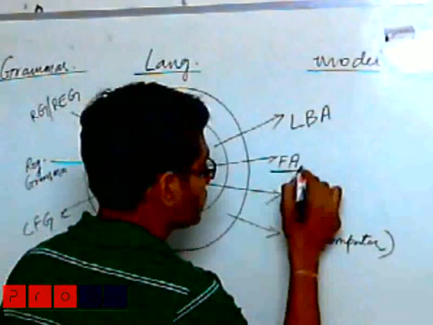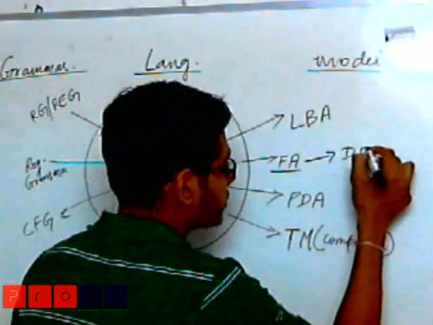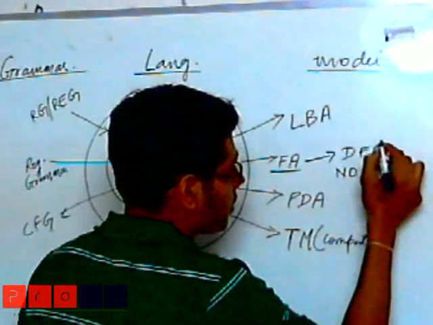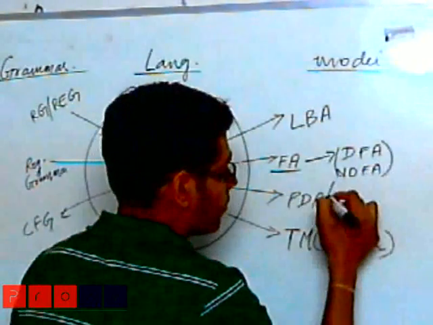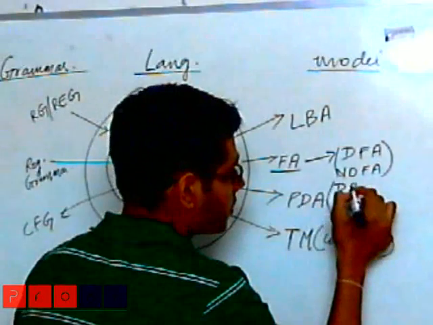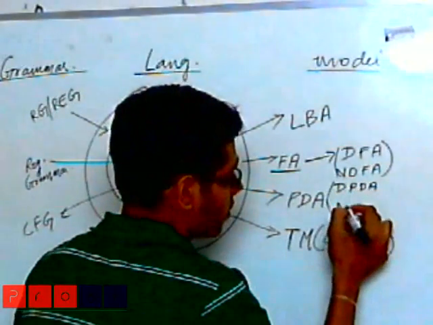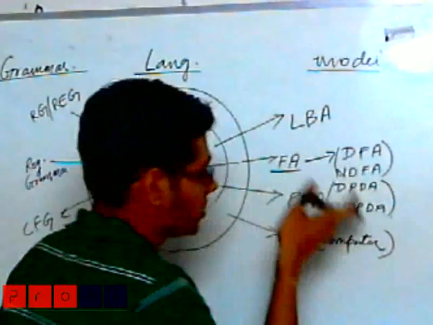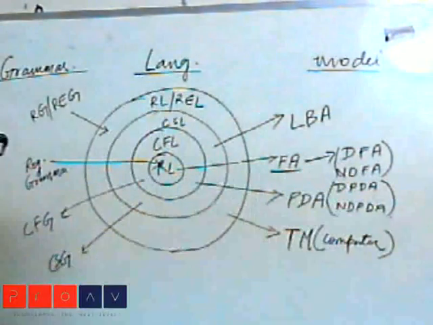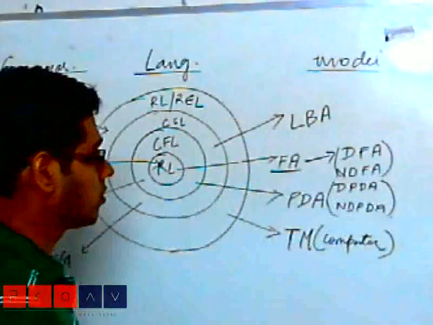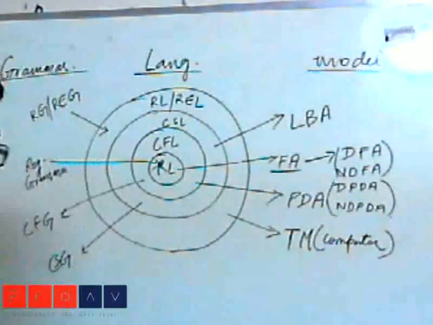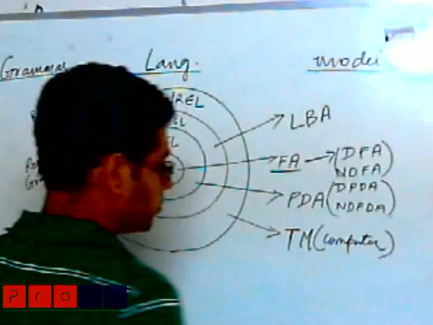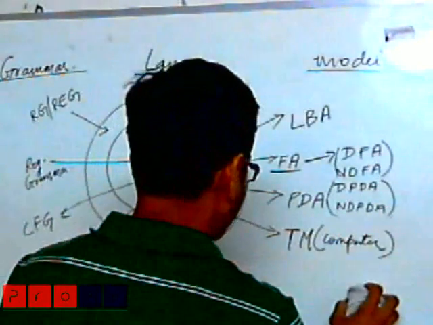We will call this DFA, deterministic finite automata, or NDFA. PDA similarly will be called deterministic PDA or non-deterministic PDA. I am not going to explain all this. This is common sense. It may be deterministic, it may be non-deterministic. Already you have gone through this course in your graduation, so I'm not going deep into that. We will proceed further as soon as possible into questions.